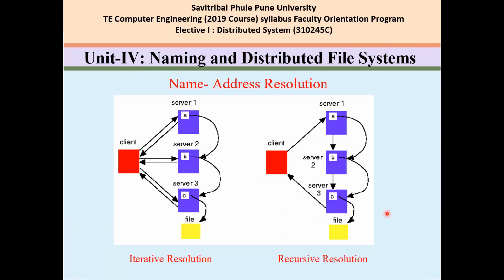Now the name address resolution. There are two ways of name address resolution: iterative and recursive. If it is iterative, you are going to see some kind of repetition in cyclic form: the client goes to server 1, server 2, server 3, with give and take, give and take, give and take, from server 1 to server 2, to server 3, and so on to the file. When it is recursive, the client goes to server 1, from server 1 to server 2, then 2 and 3 are connected, and from 3 it goes back to the client. So it is recursive in nature. These are the two ways of name address resolution.